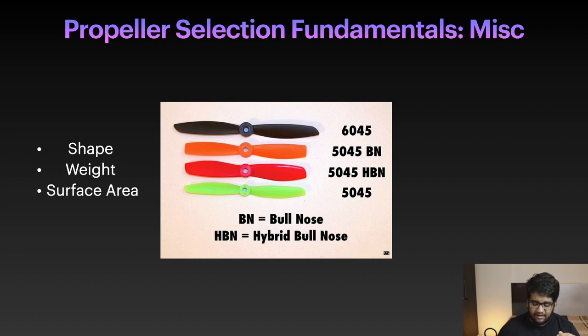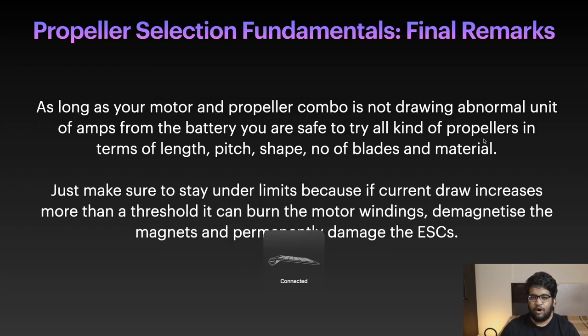But one thing you can be really sure of is, as long as your motor and propeller combination is not drawing an abnormal amount of current, you are okay to use any length of propeller, any shape, any number of blades, or any material. Whether your propeller is made of wood, plastic, or carbon fiber, or has 3 blades or 6 blades, or is 7 inches long or 4.5 pitch, as long as it is not consuming an abnormal amount of current, it's okay.